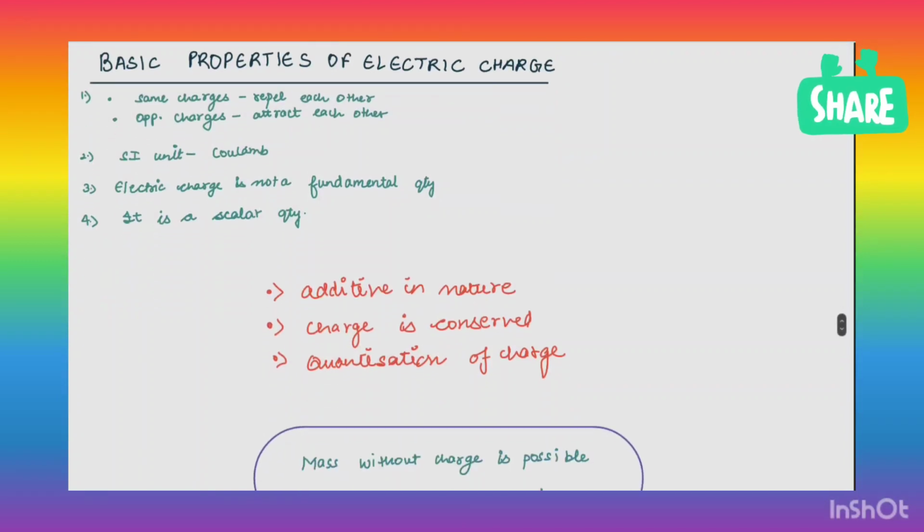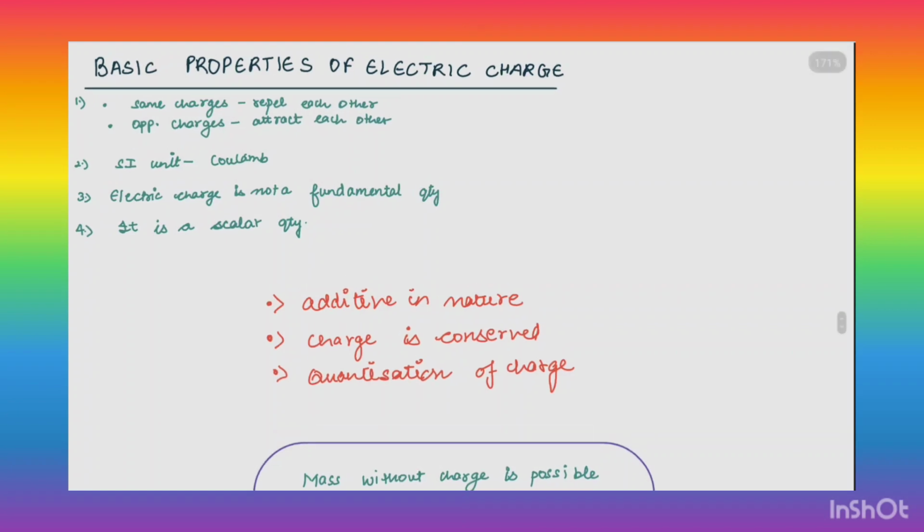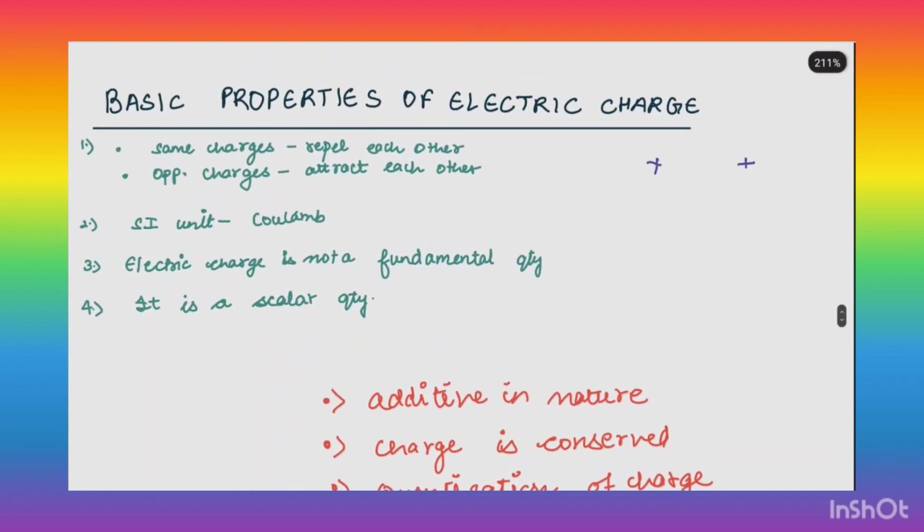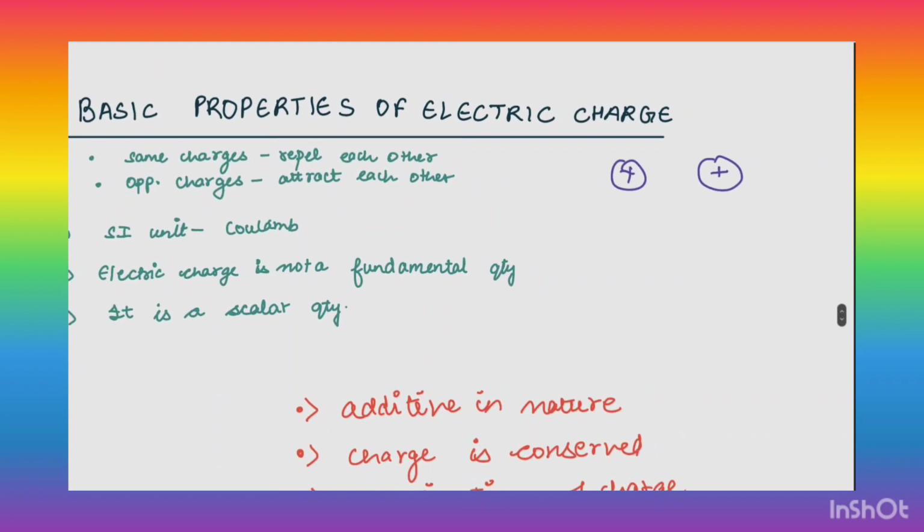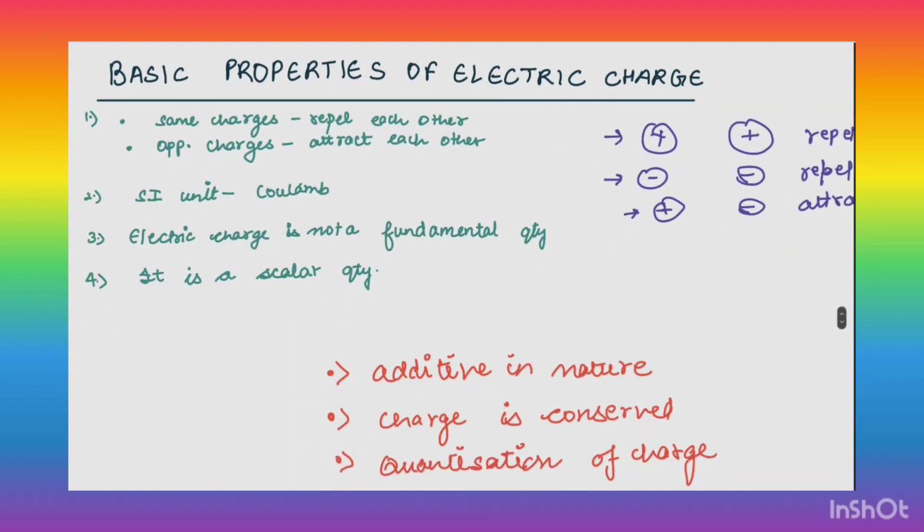Basic properties of electric charges. Positive and positive charges are the same type of charges, and they repel each other. Negative charges repel each other. Positive and negative charges attract each other. Opposite charges attract, same charges repel. The SI unit of charge is coulomb.